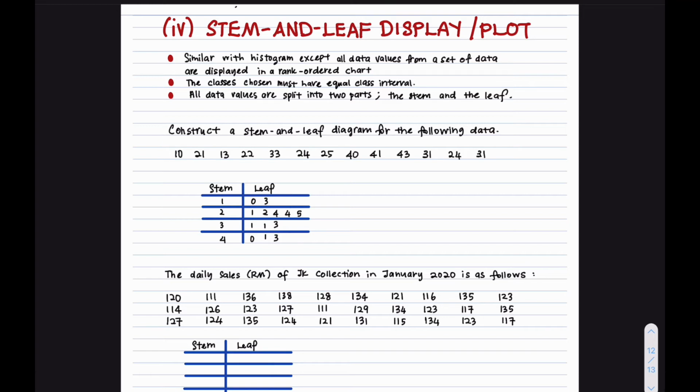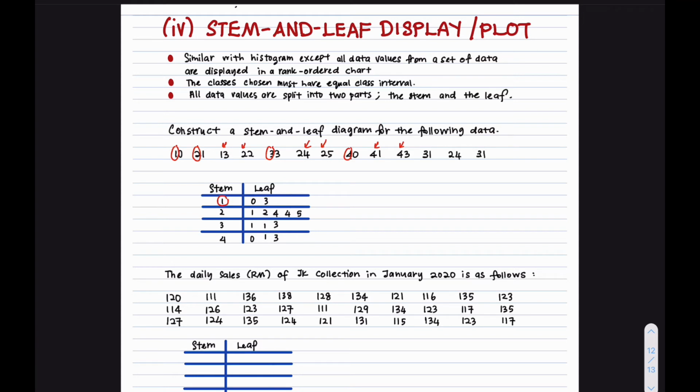Nombor yang akan jadi stem ni, kalau nombor puluh, biasanya kita akan pilih nombor di hadapan. So nombor di hadapan ni kita ada 1, 2, 3, yang ni 1, yang ni 2, yang ni 2, yang ni 2, yang ni 4, yang ni 4, so 3, 2, 3. Maksudnya dekat depan kita ada 1, 2, 3 dan 4. Apa yang dimaksudkan dengan 1, 2, 3 dan 4 sebagai stem? Maksudnya untuk kelas yang pertama ni, nilai-nilai daripada 0 sehingga 10.